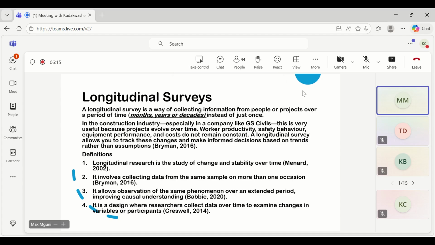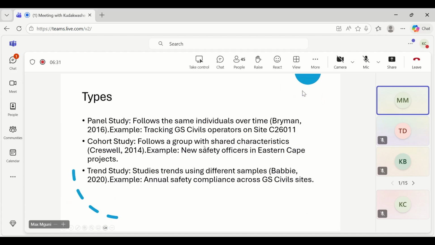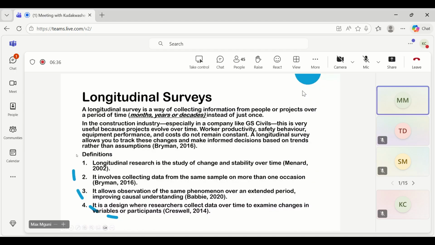So some of the key definitions, the other one is from Menard, 2002. It's a research study of change and stability over time. So the key word there being over time. It involves collecting data from the same people on more than one occasion. It allows observation of the same phenomenon over an extended period. So the key word that keeps coming up here is the period. The period is over a long period as opposed to a cross-sectional view.